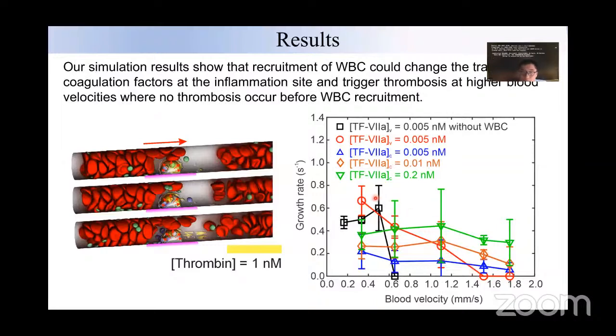But if the thrombus activation is initiated from the white cell, it is not very sensitive to the blood flow rate. So this study indicated that the activation of a white cell in COVID-induced thrombosis could be more dangerous, because it can create very persistent thrombus formation even when the blood flow rate is high.